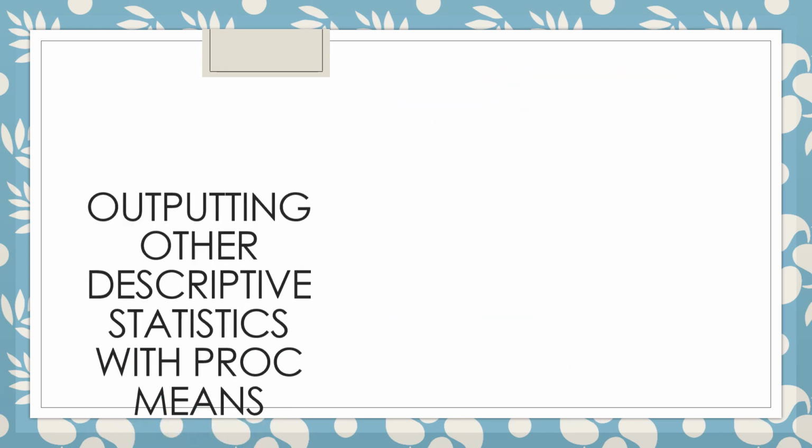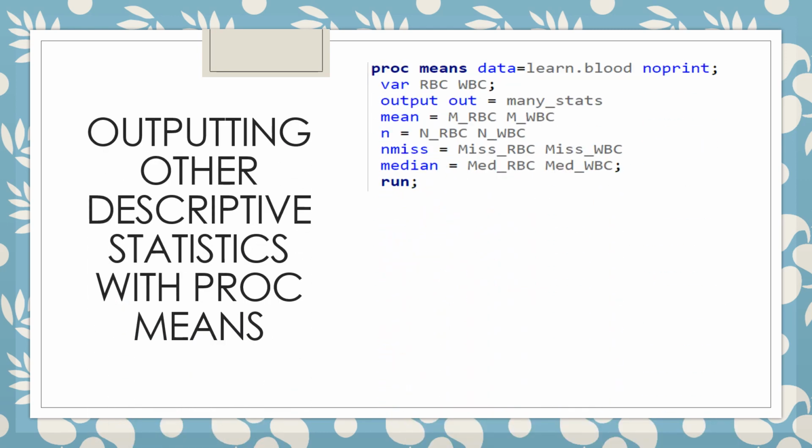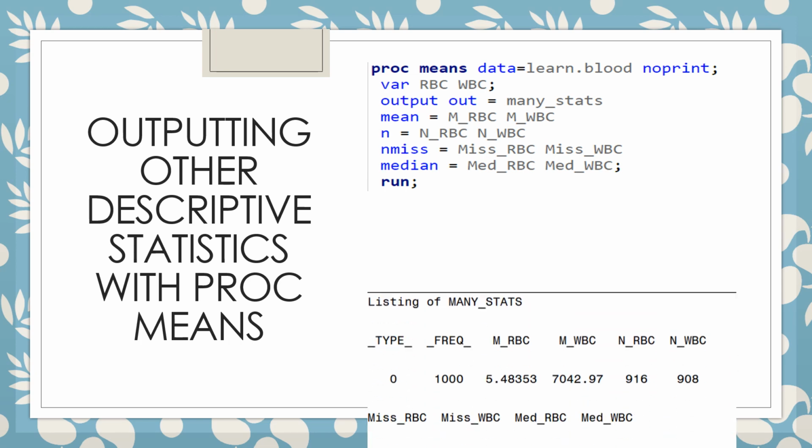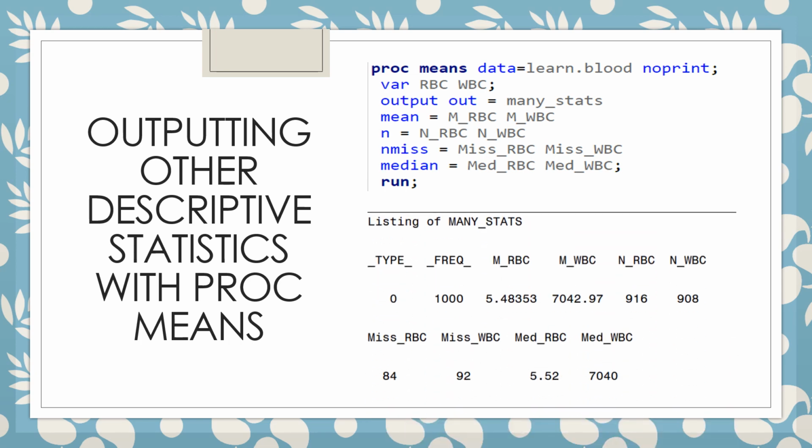As we mentioned earlier, you can output more than one statistic in your output dataset. As an example, let's output the mean, the number of non-missing observations, the number of missing observations, and the median.